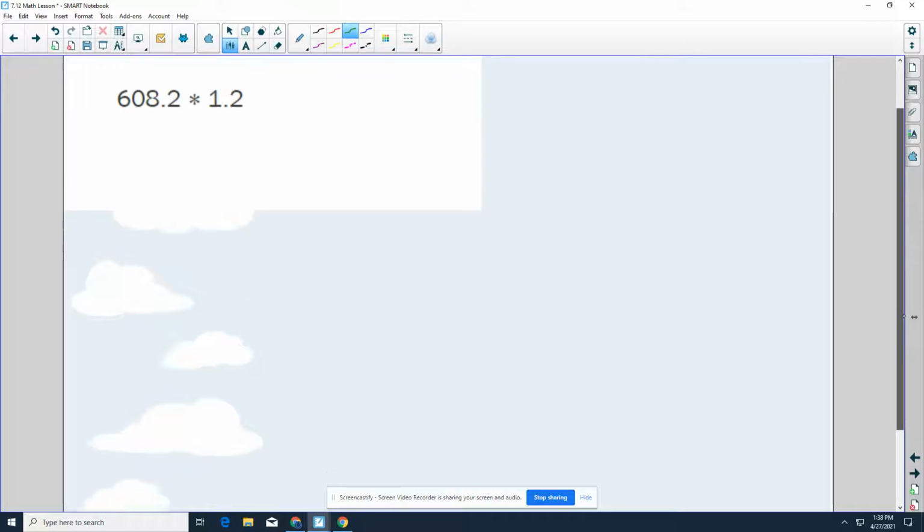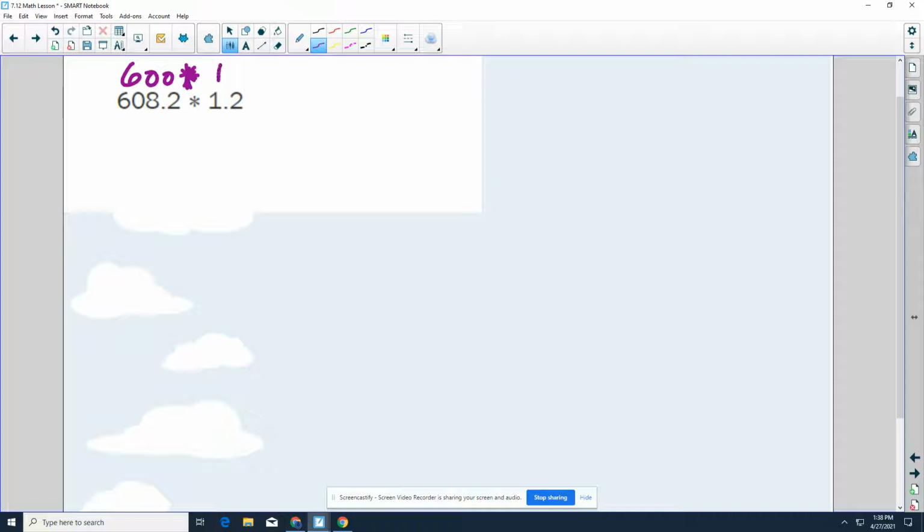Otherwise, you can look here. You have another problem, 608 and 2/10 multiplied by 1 and 2/10. So I'm just going to do the estimate with you, and then I'll let you do the rest of that on your own. So I could say 600, because when I estimate, I like to use 2s, 5s, 10s, hundreds if possible to get as many zeros as you can. And then let's see, this is close to 1. So I know my answer should be around 600 when I do my multiplication. So go ahead and pause the video and complete the multiplication for that one.